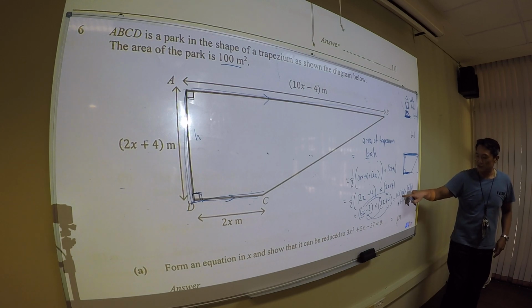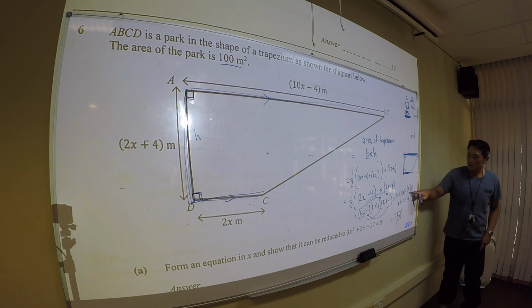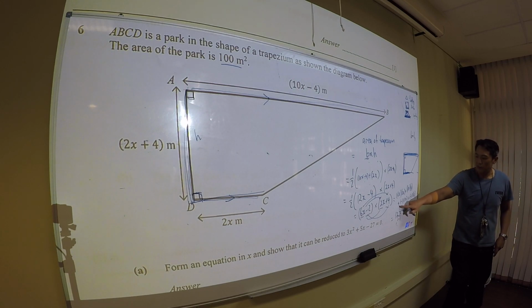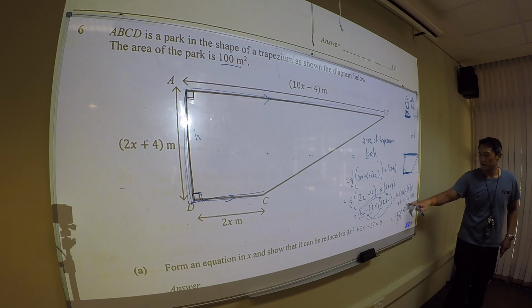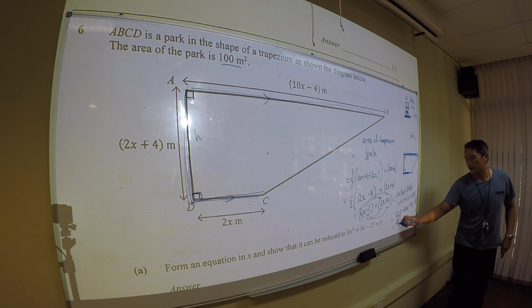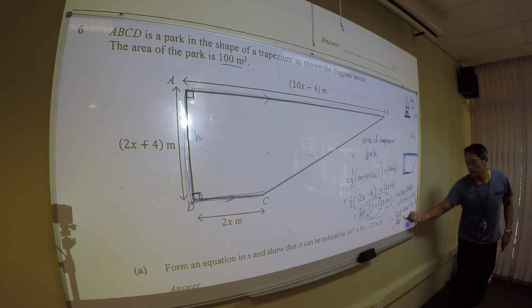6x times 2x, 6 times 2 is 12, x times x, x squared. 6x times 4, 6 times 4, 24, x. Plus negative times positive, so have to change to negative: 2 times 2, 4x. Negative times positive, negative, so plus negative becomes negative: 2 times 4, 8. Simplify, 12x squared plus 24x, take away 4x, left with 20x.